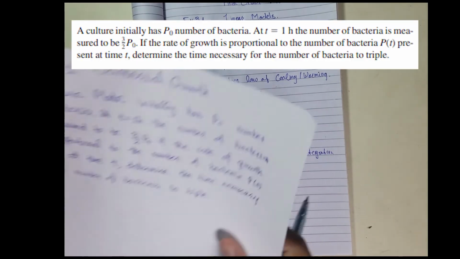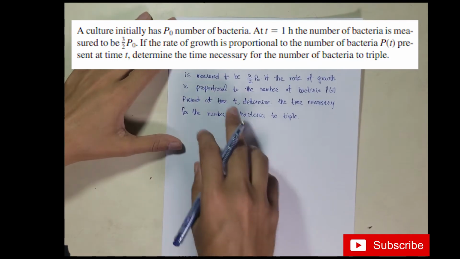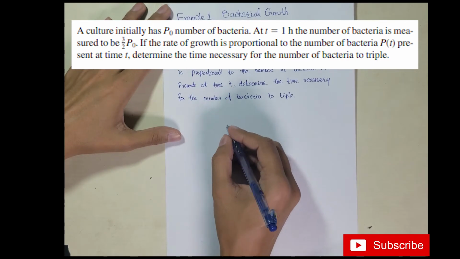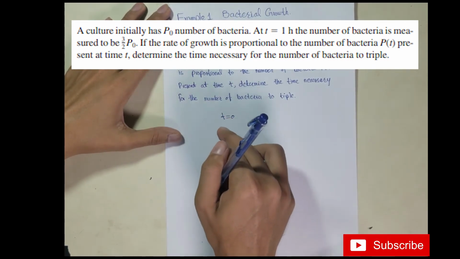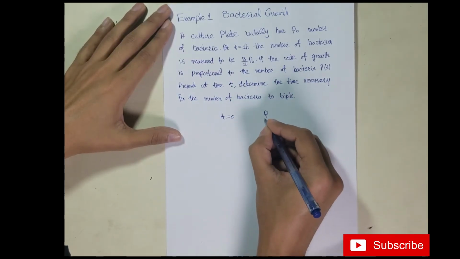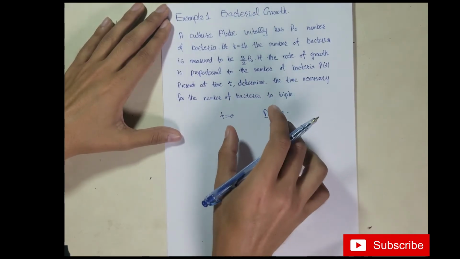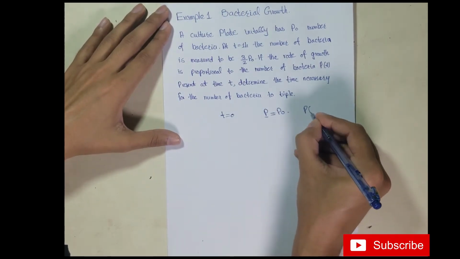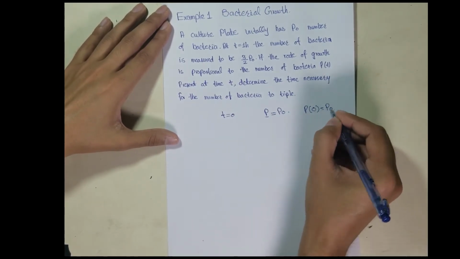Let's see what the example says. The example says that a culture plate initially has p naught number of bacteria. So it says that at time t is equal to 0, the initial time will start from 0. If p is the number of bacteria at time t, and this is equal to p naught, it means that the question has given the first initial value condition: at t equal to 0, p is p naught.